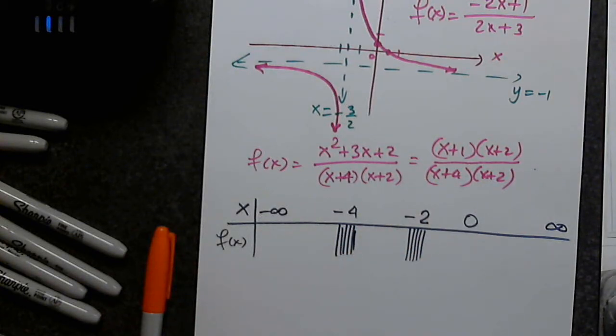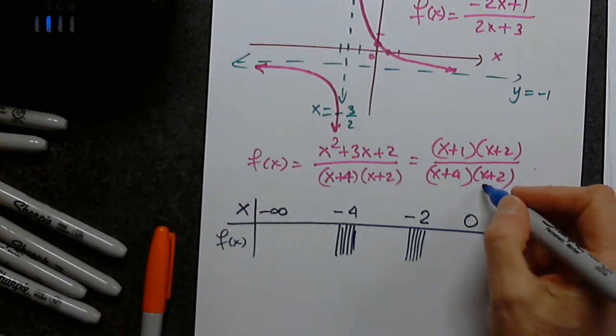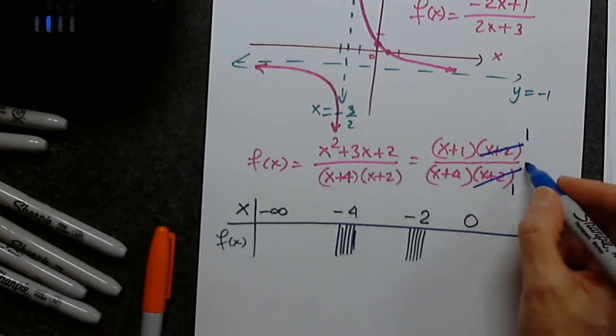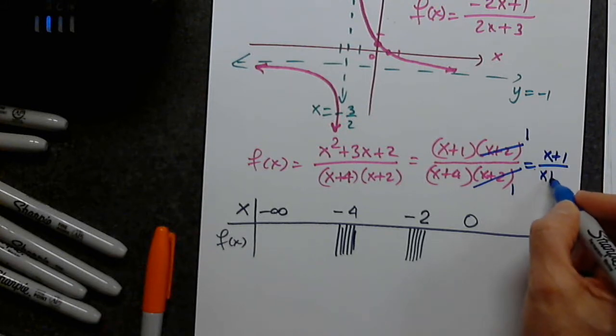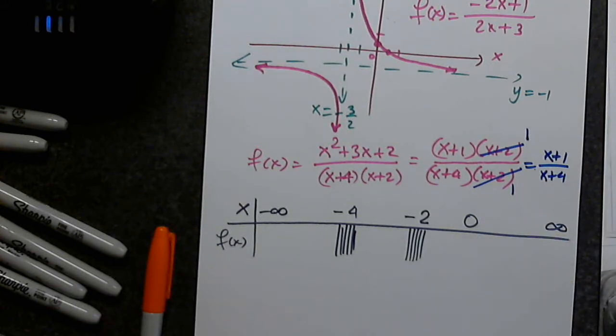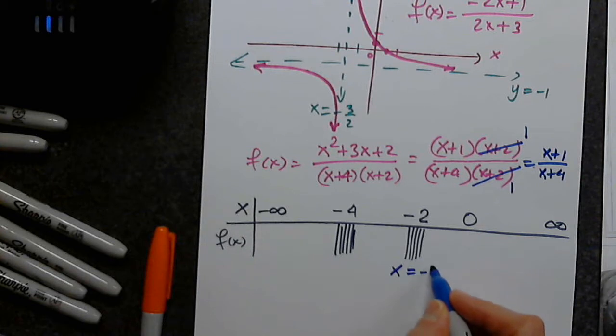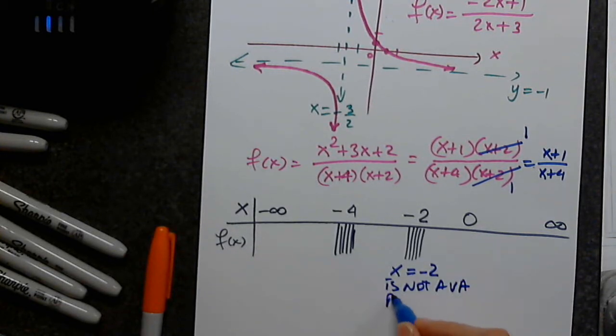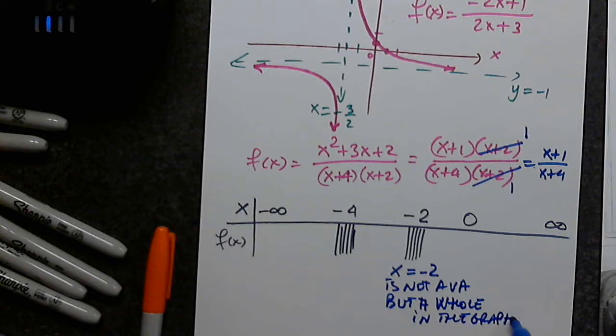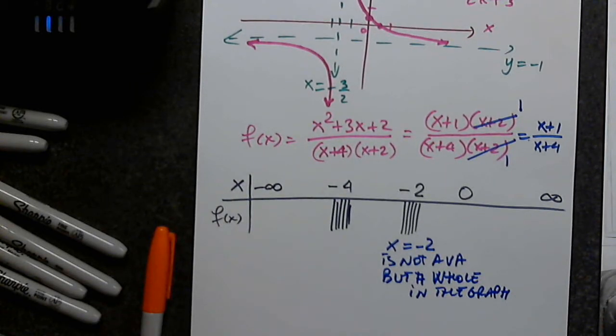So now I'm allowed to simplify the function. What would you simplify it by? So then the simplified form is x plus 1 over x plus 4. Agreed? Okay. X equals negative 2 is not a VA, but a hole in the graph, because it's still undefined.